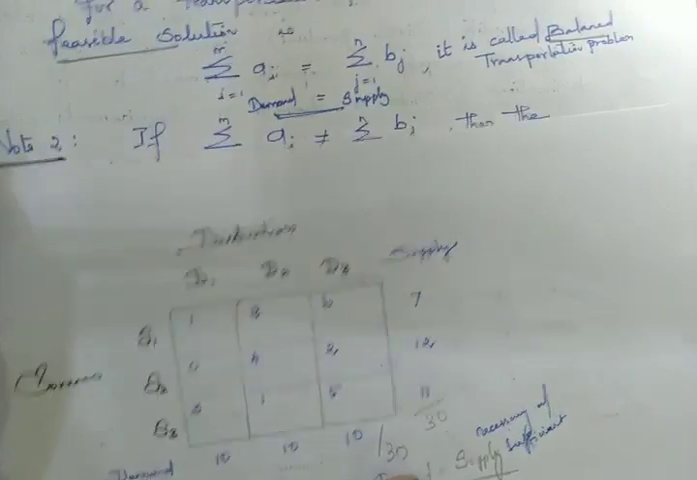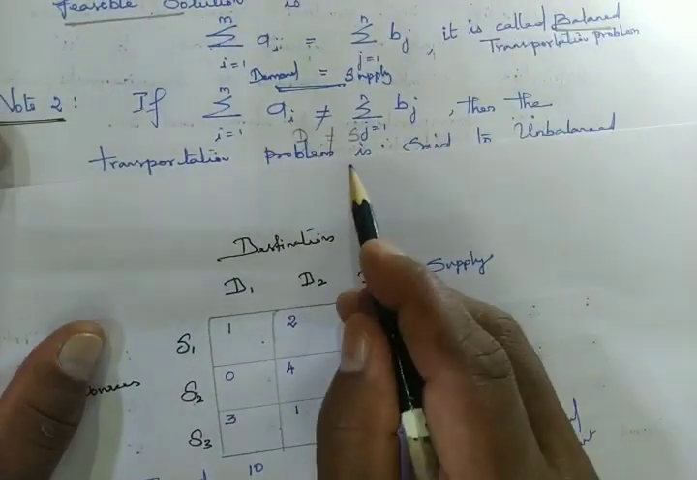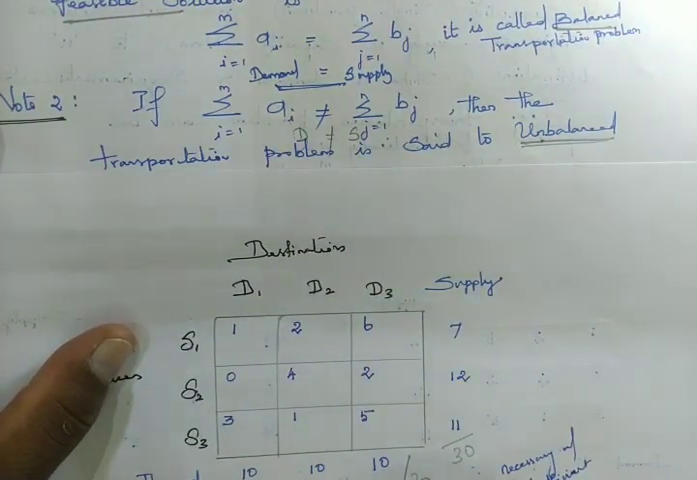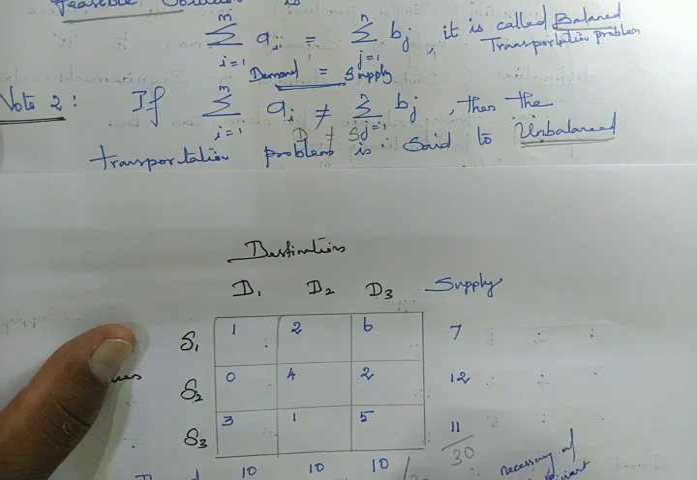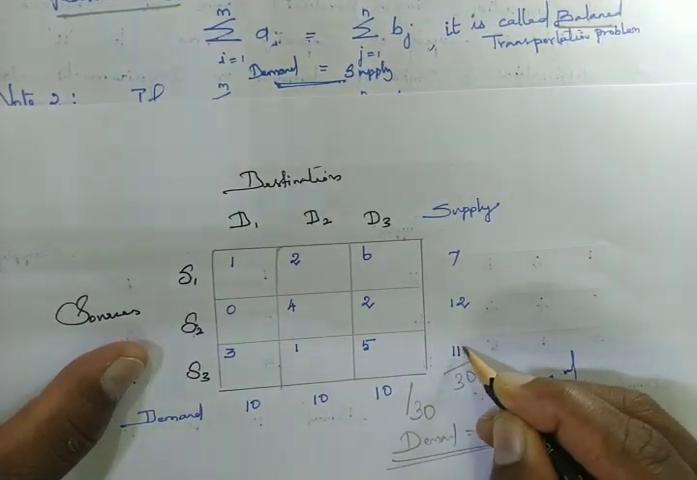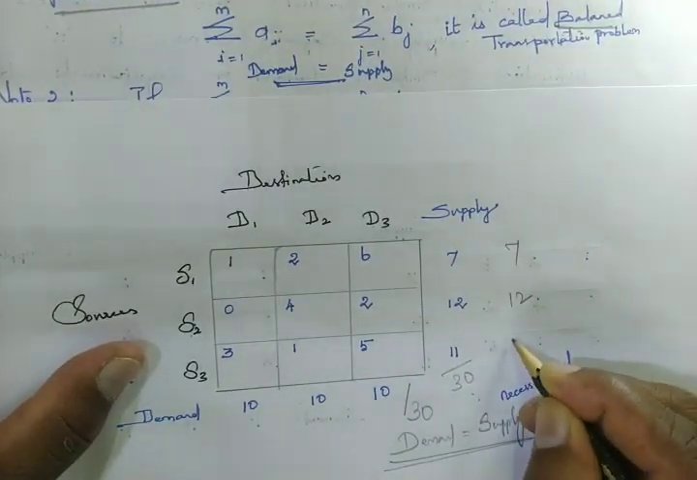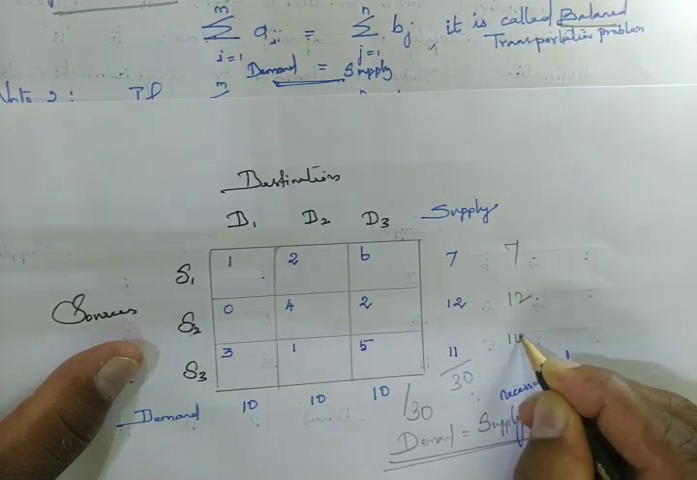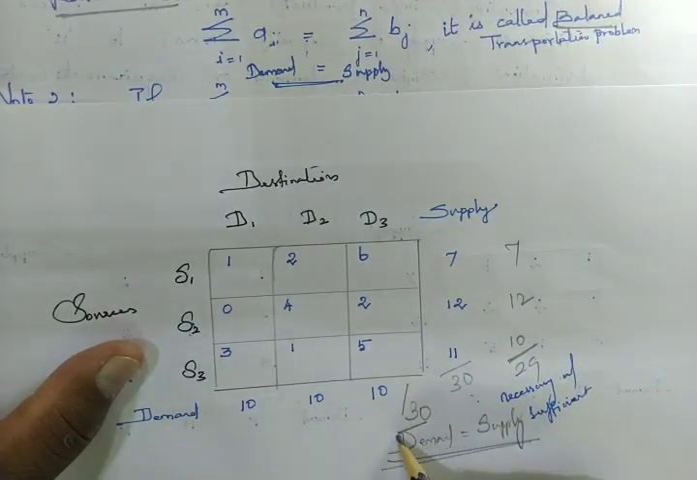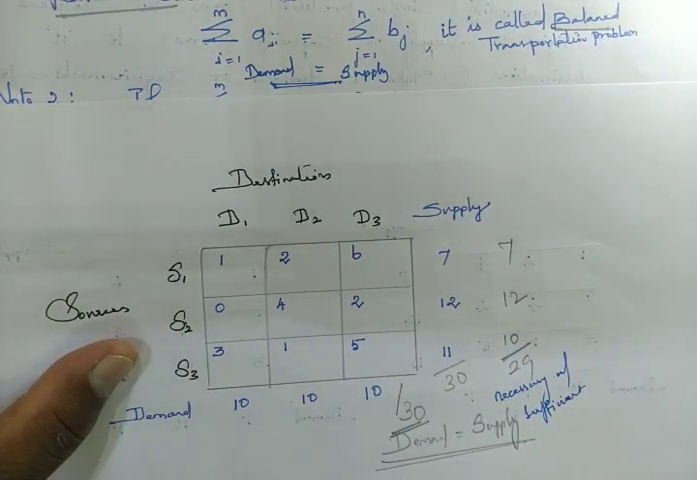This is the first very important condition in the transportation problem. And the second one is unbalanced. Unbalanced is very clear. Suppose instead of 9, 10 is given, and in the place of 11, suppose 10 is given. This total will come to 29, and here it is 30. So now the unbalanced case comes.